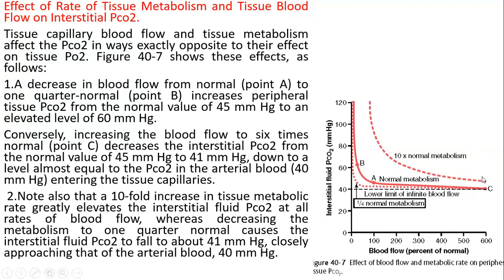We also see here that a tenfold increase in the tissue metabolic rate elevates interstitial fluid PCO2 at all rates of blood flow, while decreasing the metabolism does the opposite. You see here an increase in metabolism will raise the PCO2, and conversely a decrease in metabolism will lower the PCO2. If it drops to a quarter, you see that it causes the interstitial PCO2 to fall to 41 millimeters, close to approaching the arterial blood, which is 40.